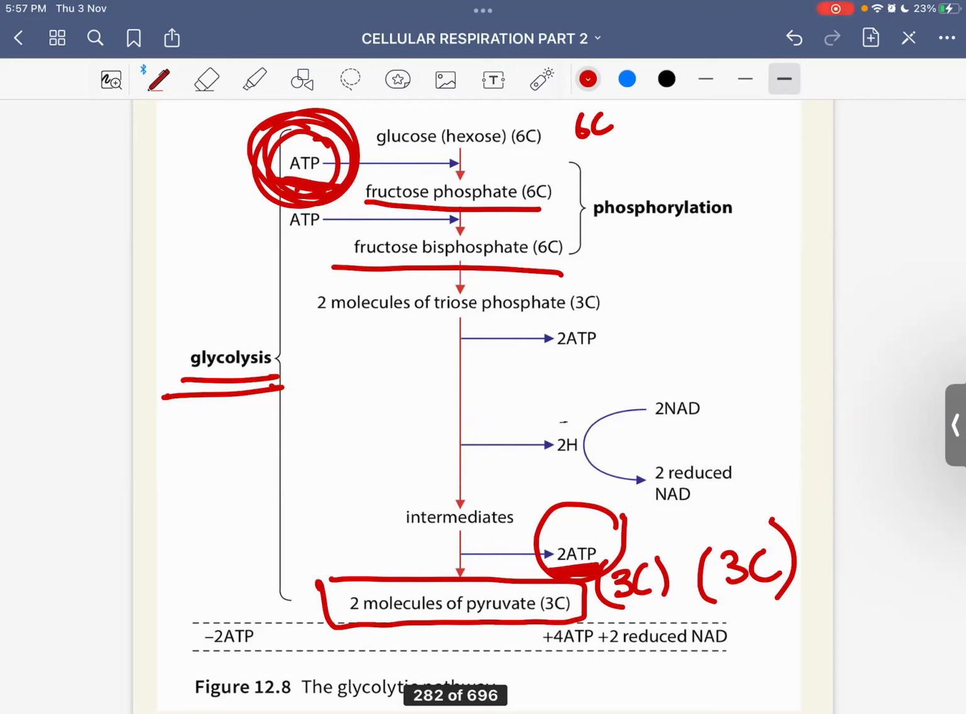Okay? What am I doing? I am investing first of all 1 ATP here, and 1 ATP here. So once here, and once here. When I did it here, I'm converting hexose into fructose phosphate. Then I used one more ATP to convert it into this compound.